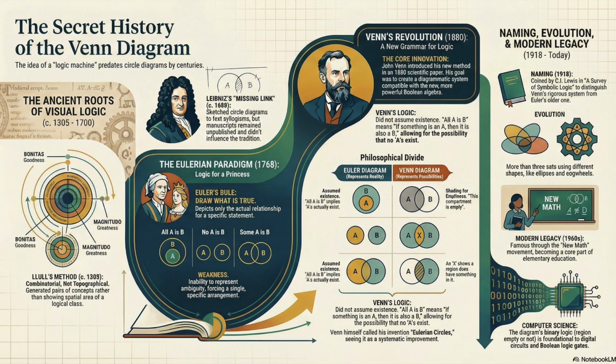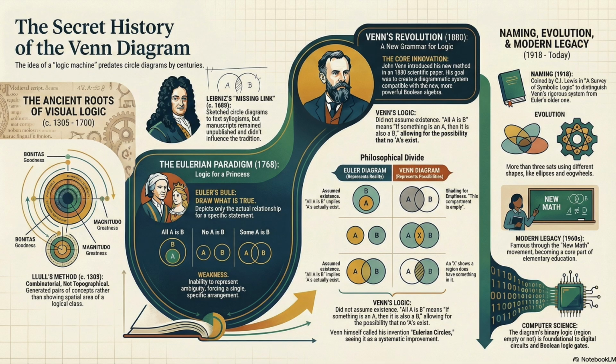Why did Lewis feel the need to introduce a new term when Venn himself was content with the old one? Well, Lewis was writing a historical and conceptual review of the entire field of symbolic logic. He desperately needed clean, unambiguous terminology. By 1918, the distinction between Euler's simple illustrations of specific truths and Venn's comprehensive map of Boolean possibility was just too crucial to ignore. So the term Venn diagram was created specifically to codify that logical distinction.